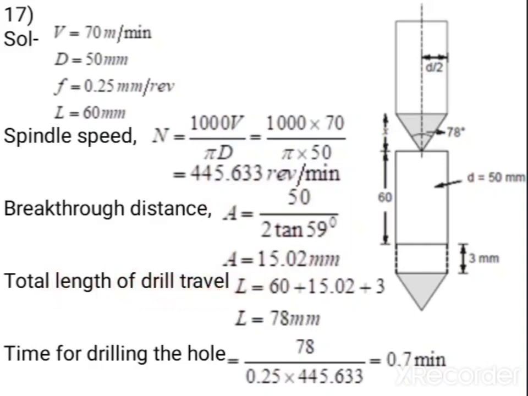Then total length of the drill travel is nothing but length of the tool plus the breakthrough distance plus over travel distance. So we have the 60 length plus this 15.02 breakthrough distance plus this 3 distance. You will get L is equal to 78. Then you can find time to drill the hole, that is nothing but L divided by F into N. So feed is 0.25 per revolution into N in revolution per minute. The units will cancel, you will get the answer in minute, that is nothing but 0.7 minute. Okay, so question number 17 is over.